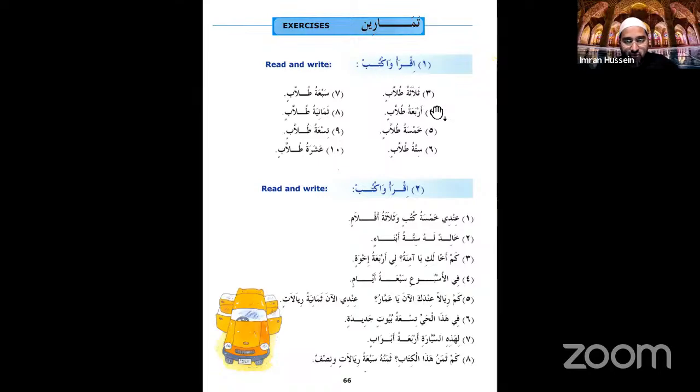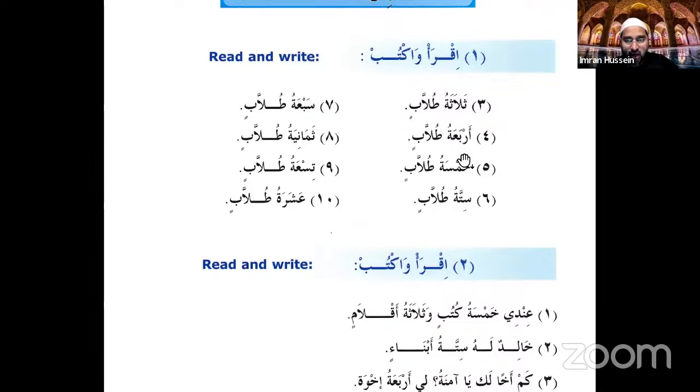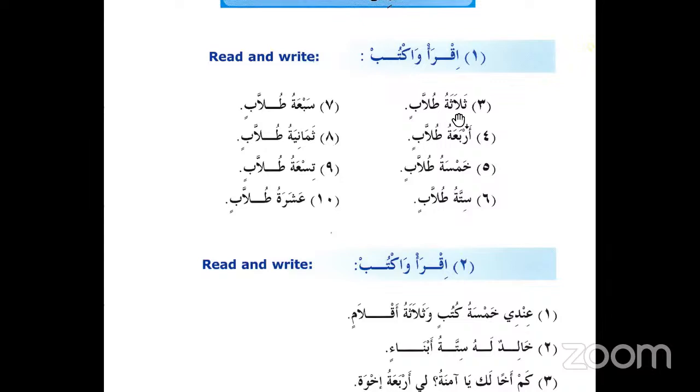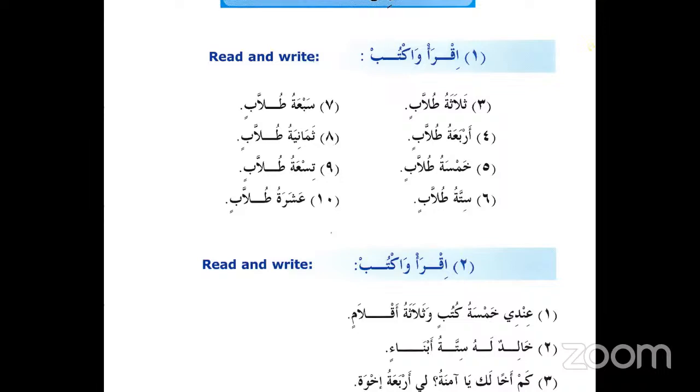Now, thalathatun, let me make it bigger so that everyone can see clearly. Thalathatun, arba'atun, khamsatun, sittatun, sab'atun, thamaniyatun, tis'atun, asharatun. Now, you will see that these numbers here are ending with a ta marbuta. Yes? And the noun which is coming after it is coming as a plural. Correct? So talibun is singular and tullabun is plural.